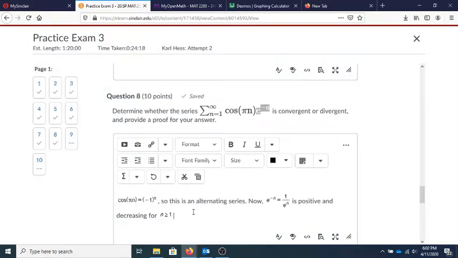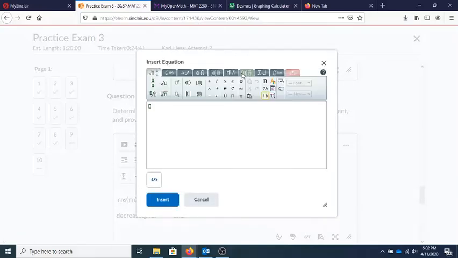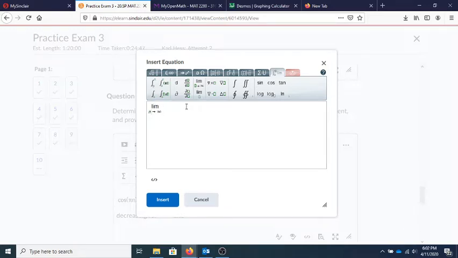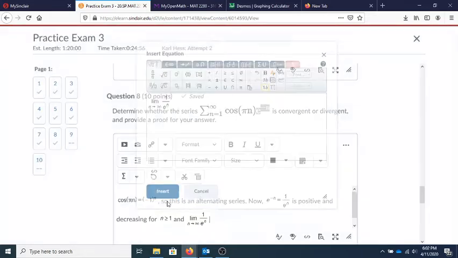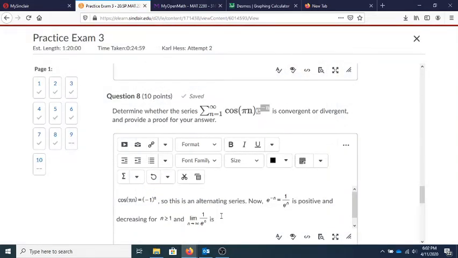So this is really what I'm looking for here. I'm trying to model what you guys should be doing. I'm checking off the conditions of using this particular test. Okay, so I need to know that the absolute values of my terms are positive and decreasing, and so I'll go back into my equation editor, and the limit as n goes to infinity of my little fraction here, 1 over e to the n, is 0.